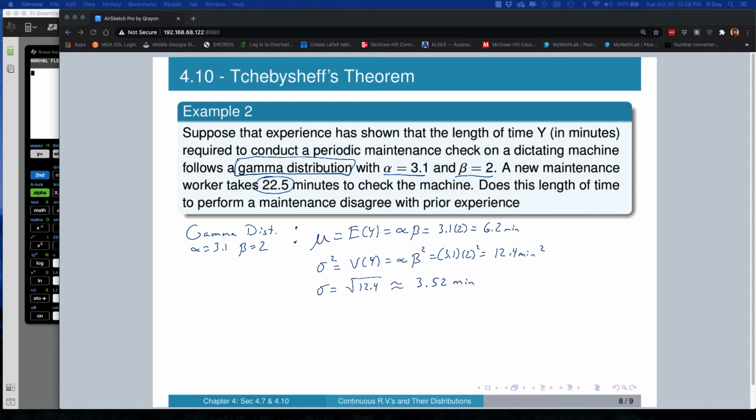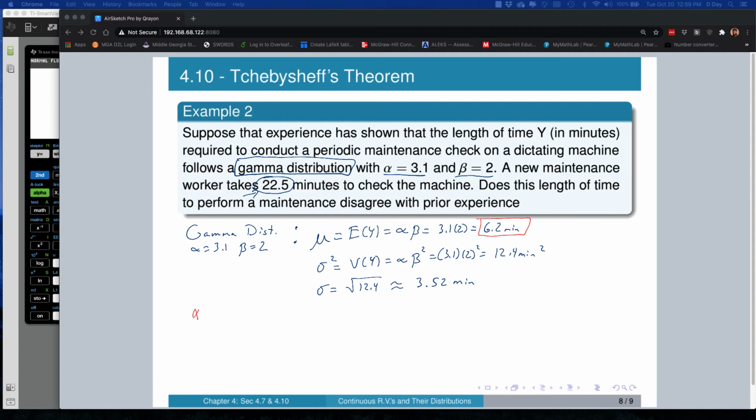So it still doesn't answer the question: does this length of time to perform maintenance disagree with prior experience? So how do we go about answering that question? Well, if this new time that this new worker has gotten is so outside of being normal, in other words, if that time exceeds the previous mean, which it does, by a large enough margin that we should not see that happen, like the probability of seeing that happen is so unusual, then we'd say yes, this disagrees with the prior experience. So that's what we can use Chebyshev's to help us do.